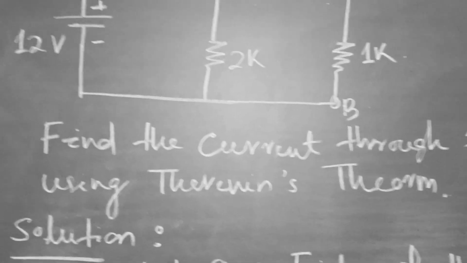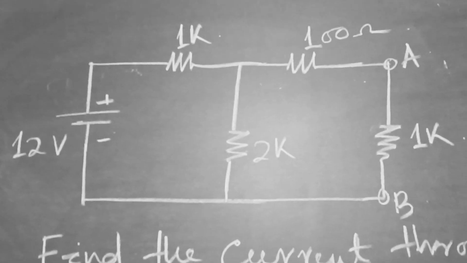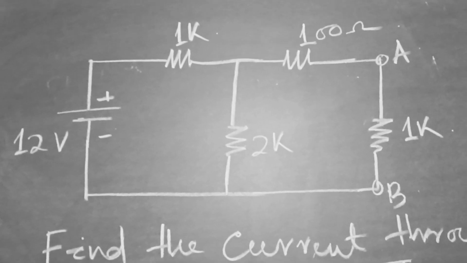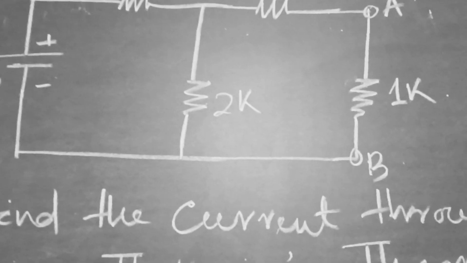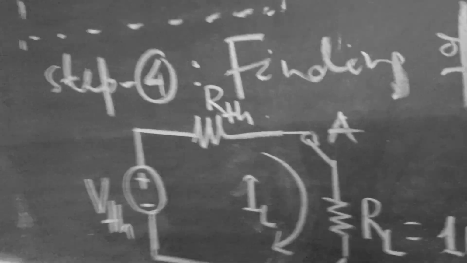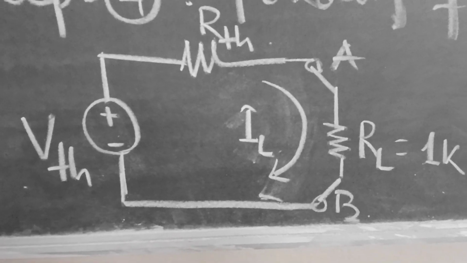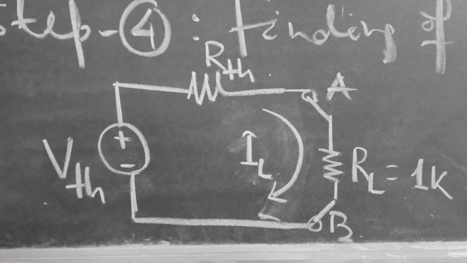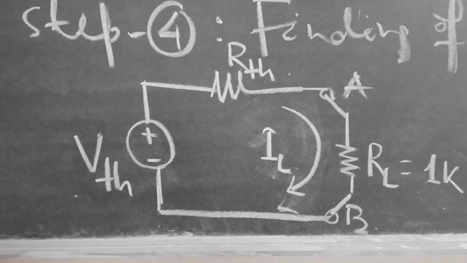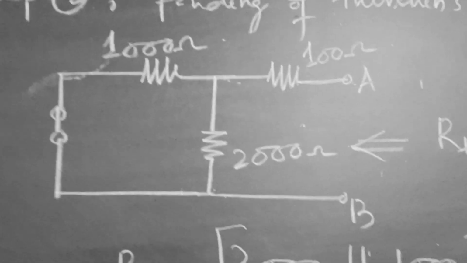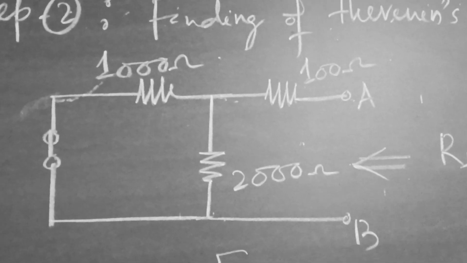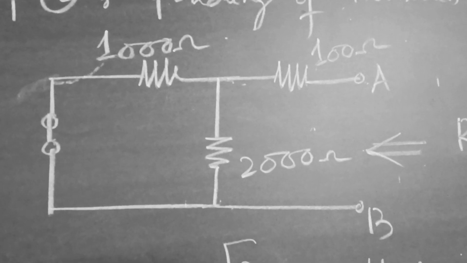We have already known that any linear bilateral network can be replaced with respect to two terminals by an equivalent voltage generator V Thevenin connected in series with a resistance R Thevenin, where V Thevenin is the open circuit voltage, and R Thevenin is the equivalent resistance which can be obtained by looking from the open circuit terminal.